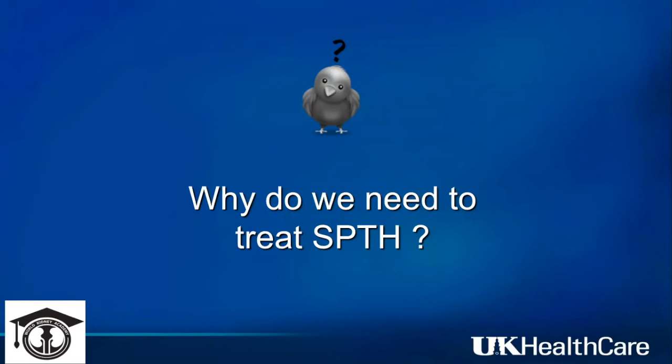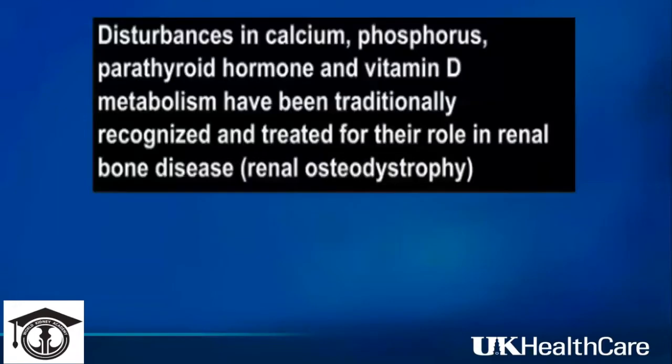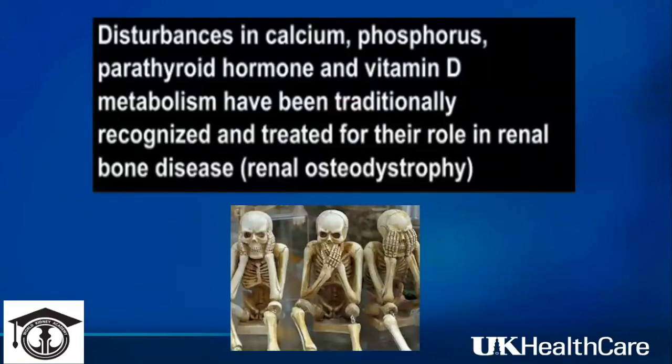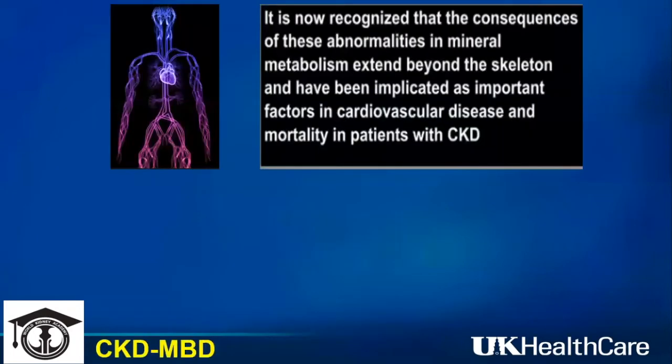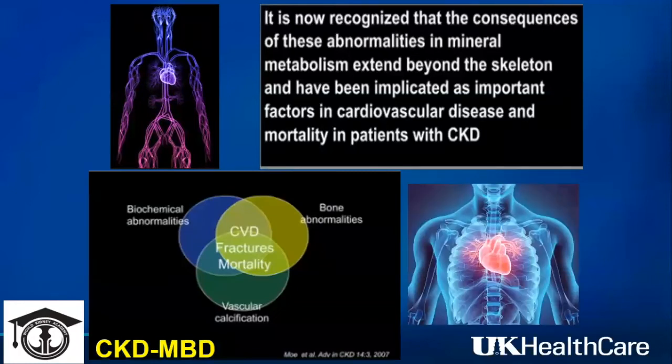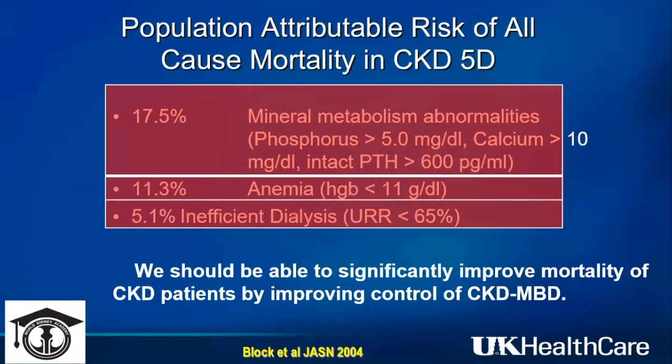Why do we need to treat secondary hyperparathyroidism? Because disturbance in calcium, phosphorus, BTH, and vitamin D have been traditionally recognized as risk factors for bone disease and renal osteodystrophy. Not only that, but it's also recognized that abnormal bone homeostasis is associated with increased cardiovascular disease and mortality. So we might be able to reduce the cardiovascular mortality and the fracture risk by improving the CKD-MBD parameters.